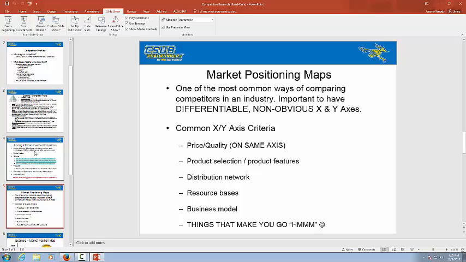You could also have a map which has product selection or product features on it. You could have one that has differences in the resource bases between your company and another company. Anything that gives you the opportunity to put your company and your competitors in different places on the map. So that's the main idea behind market positioning maps.